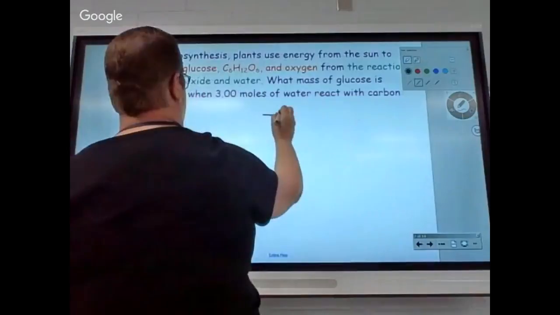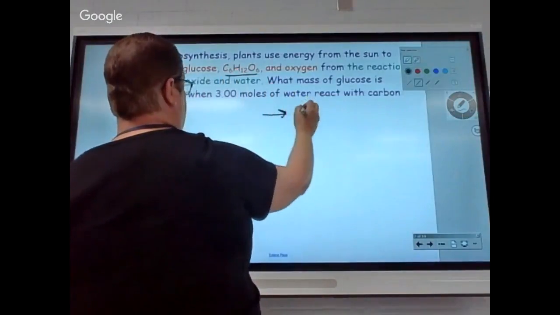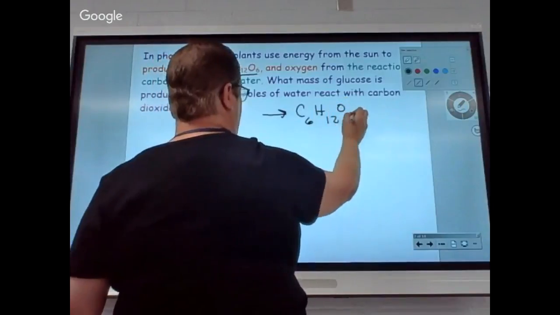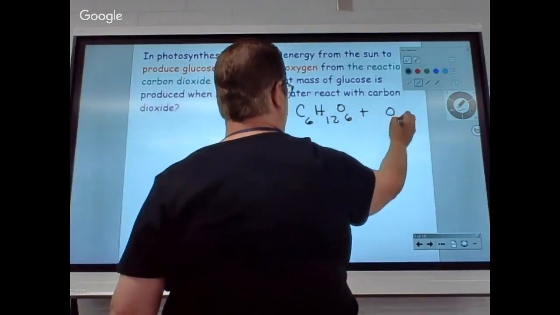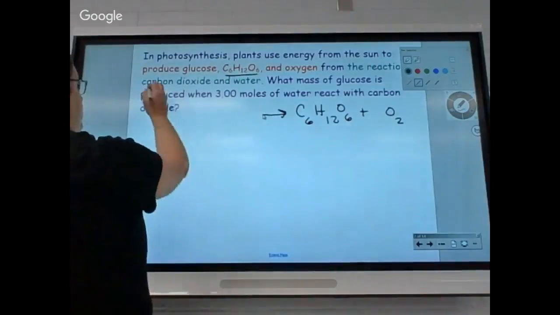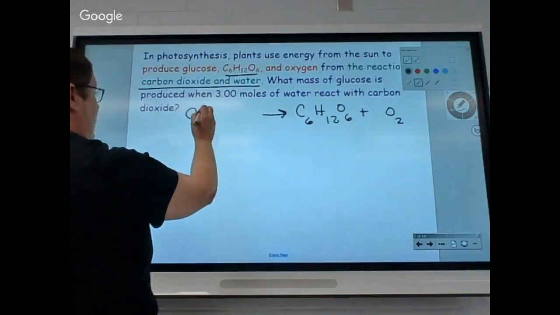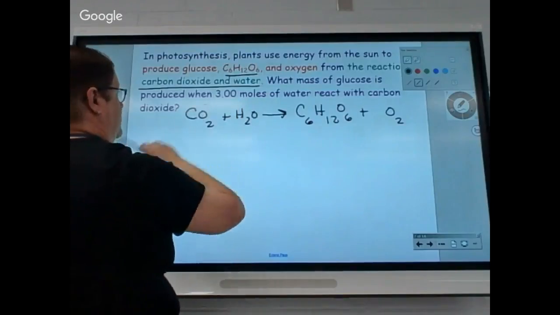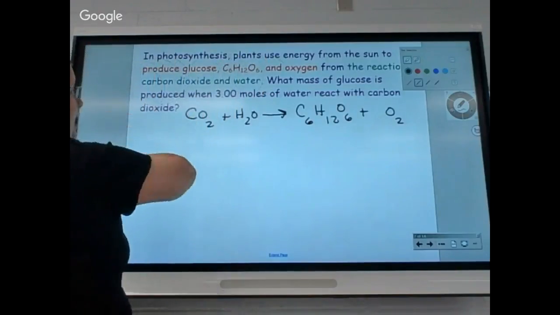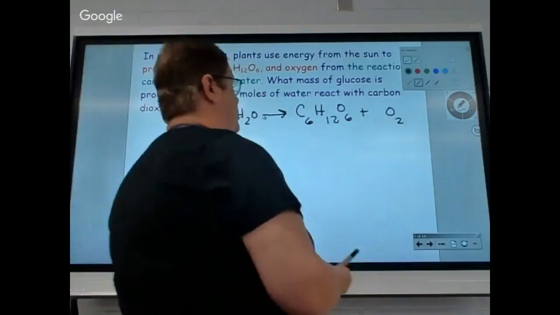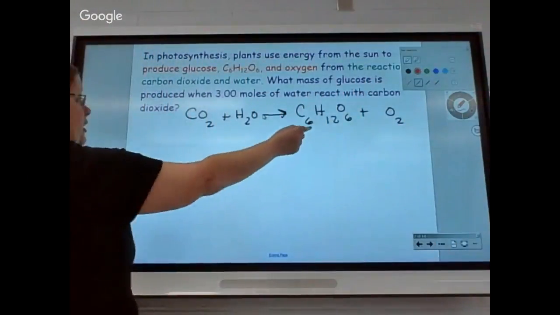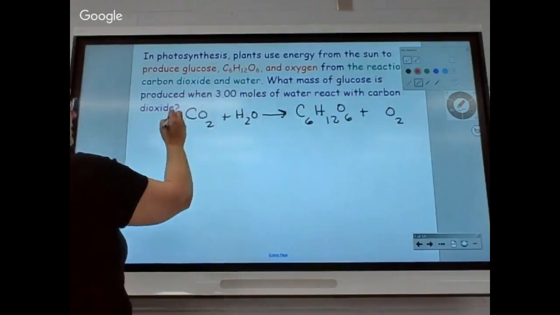Okay? It says glucose is produced. C6H12O6 plus oxygen. It's produced from what? Carbon dioxide and water. Now, when you need to balance this, some people look at that and they're like, oh, got oxygen in all those compounds, right? How many carbons are here? So we need a 6.